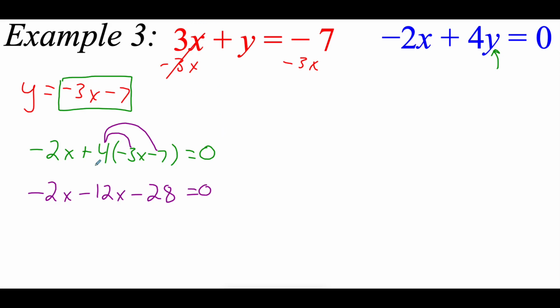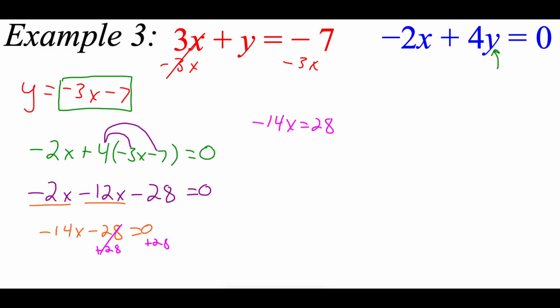On the left-hand side, we have this negative 2x and this negative 12x. We can combine those. So we get negative 14x minus 28 equals 0. We're trying to solve to get x alone. I'm looking at this minus 28. To move it over to the other side, we're going to have to add 28 on both sides. So that's going to give me negative 14x equals 28.